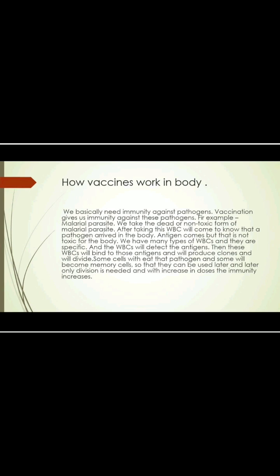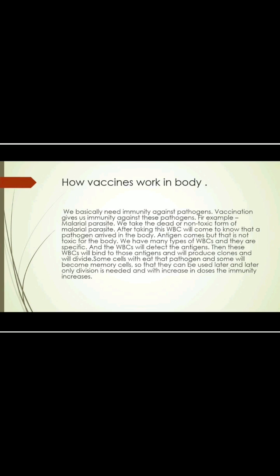So we basically need immunity against pathogens. Vaccination gives us immunity against these pathogens. For example, we take the malarial parasite. We take the dead or non-toxic form of the malarial parasite. After taking this dead or non-toxic form, WBC will come to know that the pathogen has arrived in the body. Antigen comes, but that is not toxic for the body.